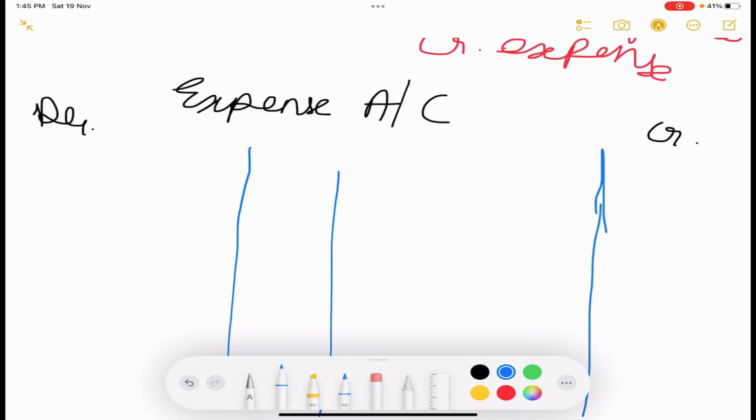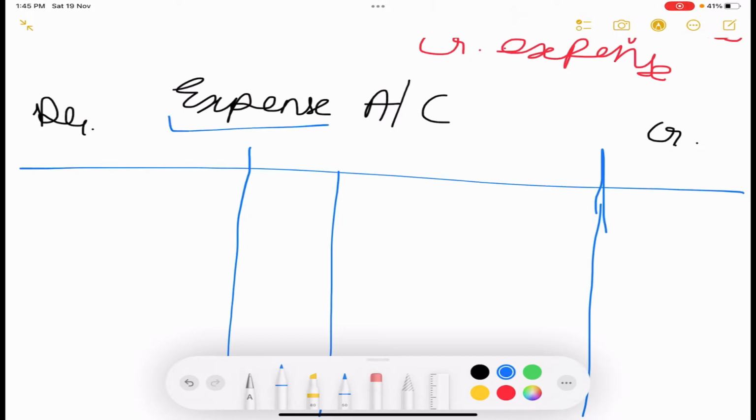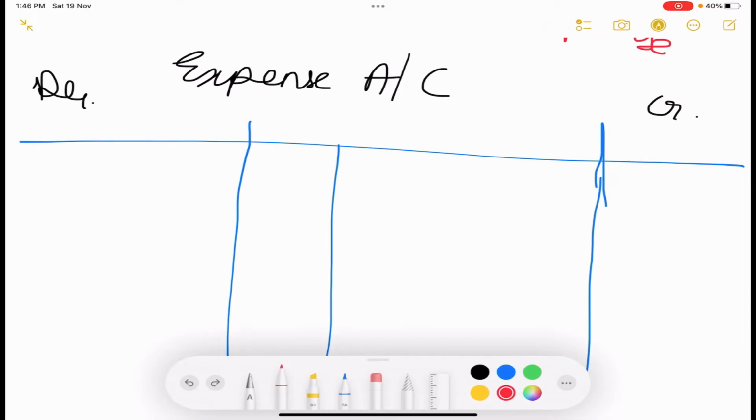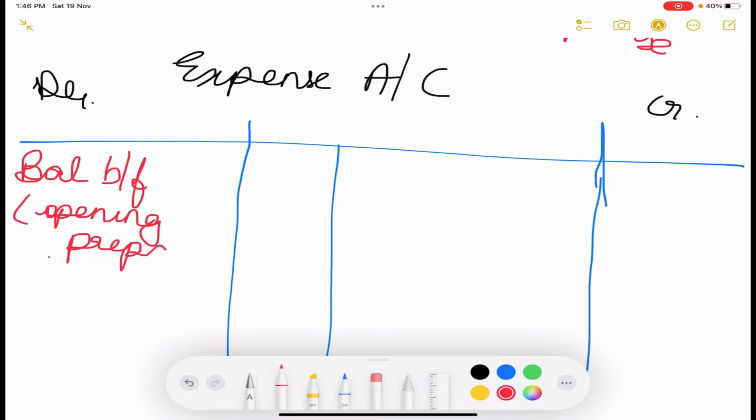This is the expense account, and we know what expenditure or expense is. What is the balance of expense? Think about it. Now let's start with how you are going to start your account. The first and foremost thing, whenever you are making an expense account, the left side balance is always going to be opening prepaid. Just remember that. This is the format.